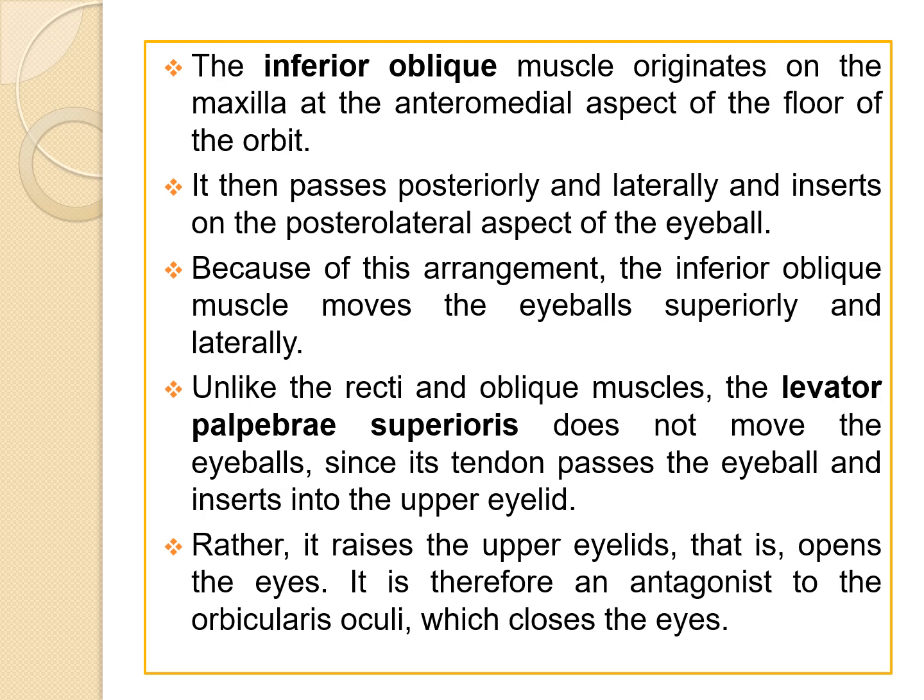Unlike the recti and oblique muscles, the levator palpebrae superioris, which we discussed in the previous session, does not move the eyeballs, since its tendon passes over the eyeball and inserts into the upper eyelid. It raises the upper eyelids, that is, it opens the eyes. It is therefore an antagonist to orbicularis oculi, which closes the eyelid. So levator palpebrae superioris opens the eyelids, whereas orbicularis oculi closes the eyes.